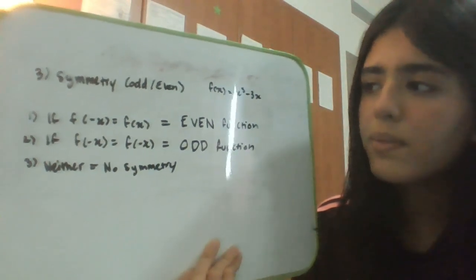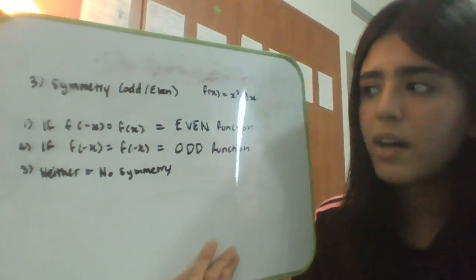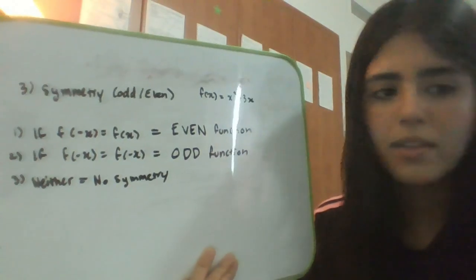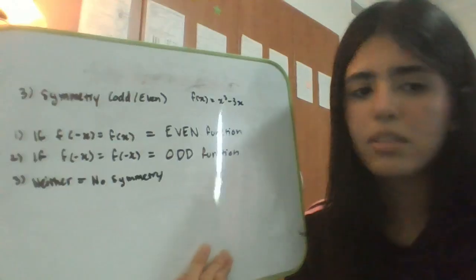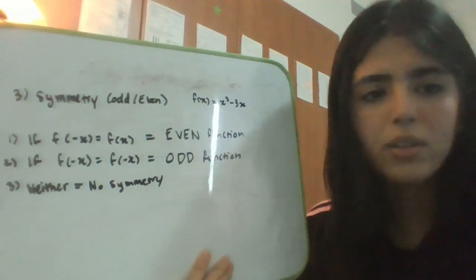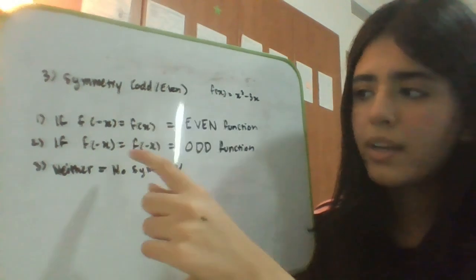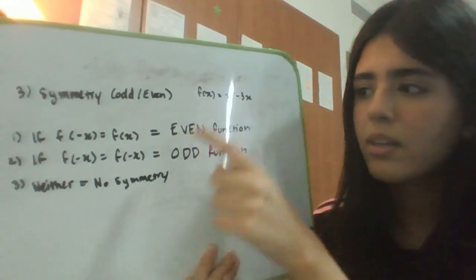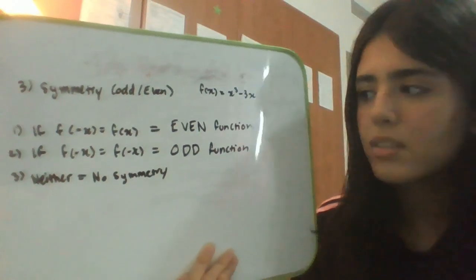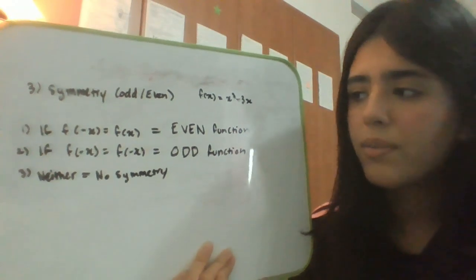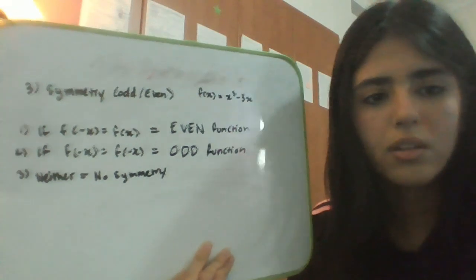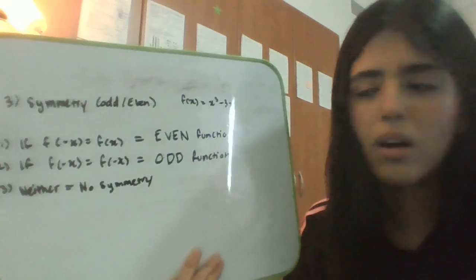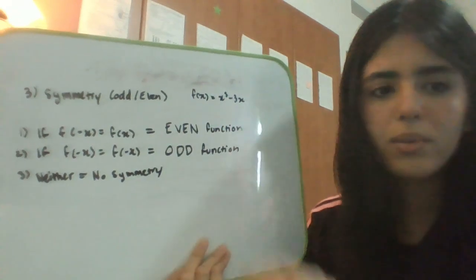If f of negative x equals f of x, that means the function is even. If you plug in the negative x and all of those negatives cancel out and it turns positive, that makes the function even. If you plug in a negative and then the function remains negative, the negatives don't cancel out, that makes it odd. And if the function is neither of these, then that means there's no symmetry in the function. So I will show you guys the symmetry for this one.